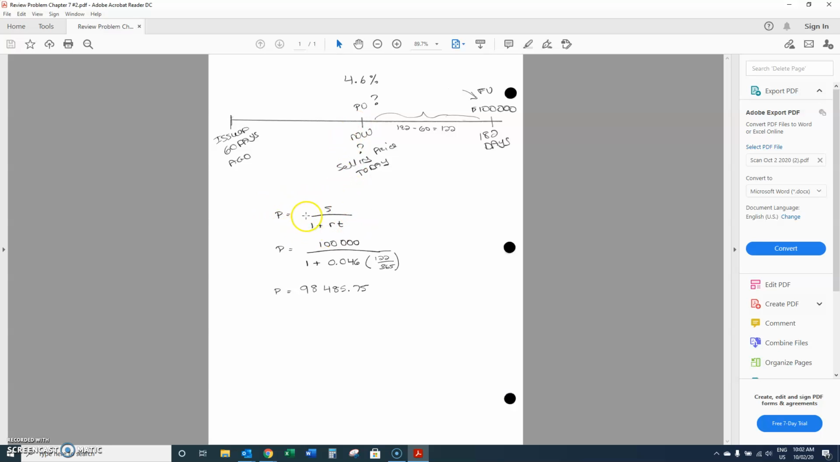So in our formula, we know the future value of 100,000. 1 plus the rate, we know the rate. It's the time. It was issued 60 days ago, and the full term was 182 days. We're looking at it now, so it's 182 days less the 60 that was before today. So there's 122 days remaining. So that's where that information comes into play. So now it's just filling in the values in the correct formula.